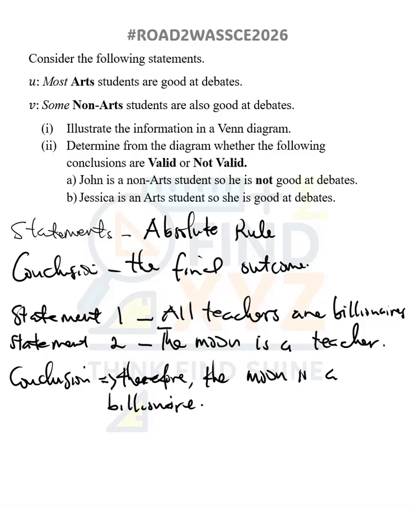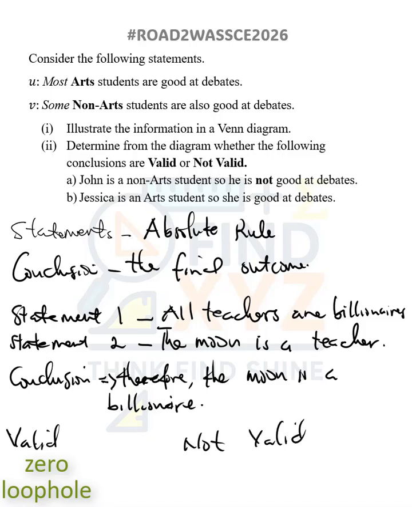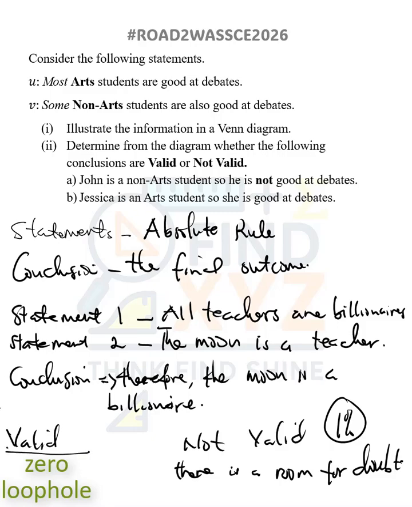Now the last two things that I want to explain is validity, whether a statement is valid or not valid. When we say a statement is valid, for you to call something valid, it means that it should not have any loopholes. However, you can also say that an argument is not valid when there is a room for doubt. So if you find even 1% that you doubt something, obviously you have to say that the argument is not valid. For an argument to be valid, it means that it 100% follows the logic.